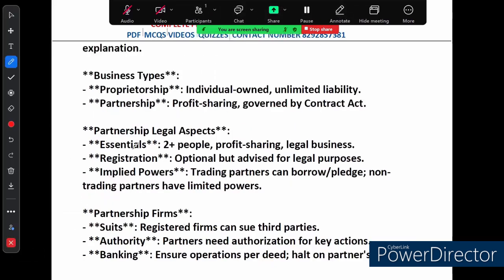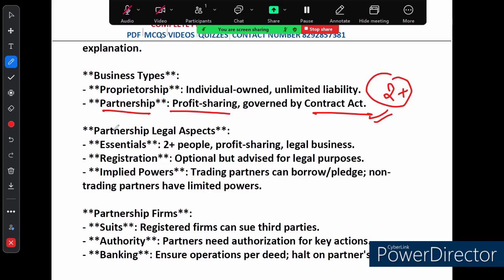Now let's talk about the business types. First thing is proprietorship. This is a business owned by one person and the owner has unlimited liability, meaning they are responsible for all debt. Next case is partnership. This is a business where two or more people share profit and responsibilities. It is governed by the Contract Act. Remember this point.